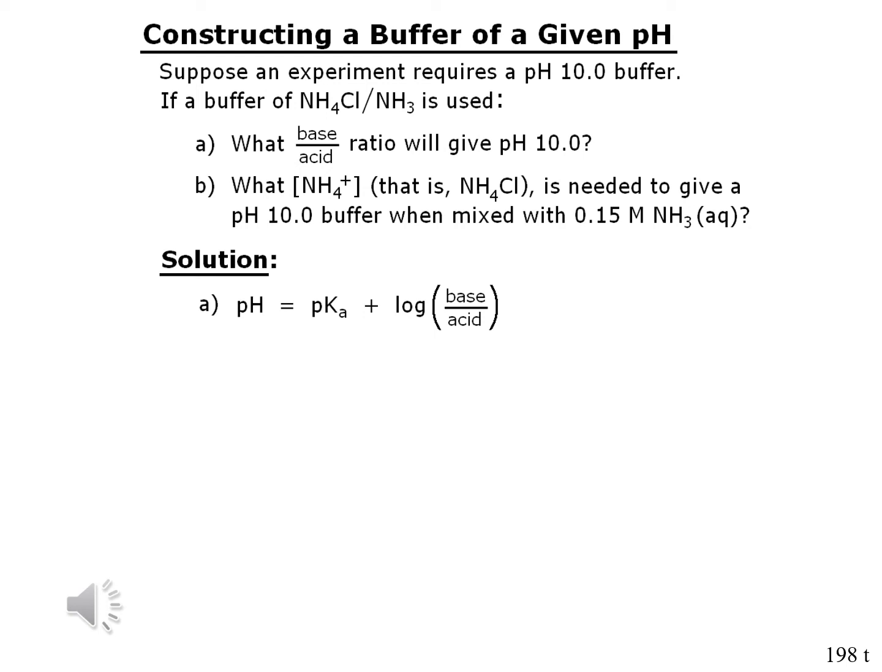The second problem I want to ask is very realistic. Let's say that you know how much of the base you want to start with, 0.15 molar ammonia. This question says, how much of the acid part do you need to give a pH 10 buffer? So we want to do these two and do it by the buffer equation.